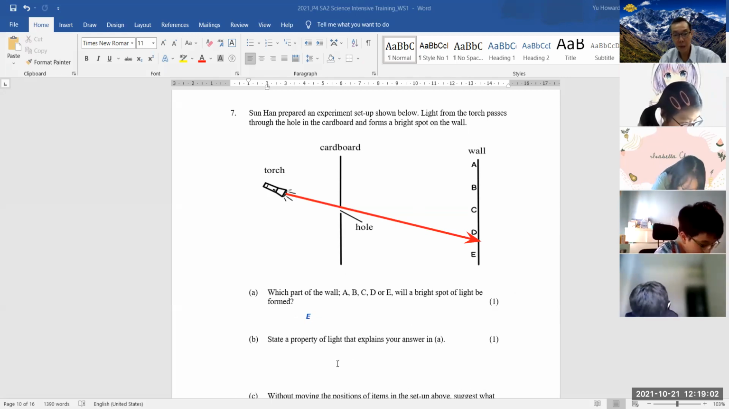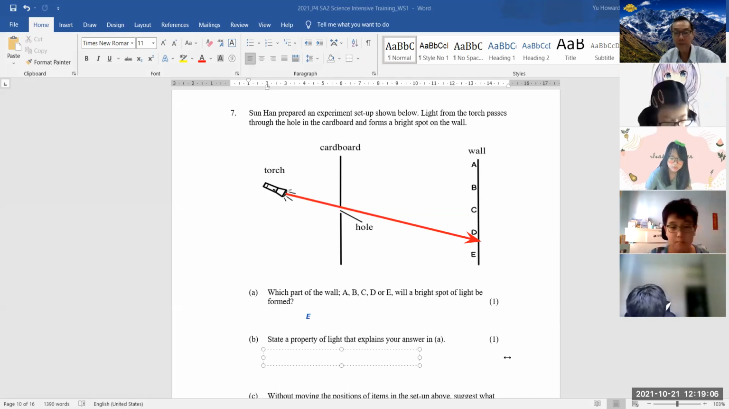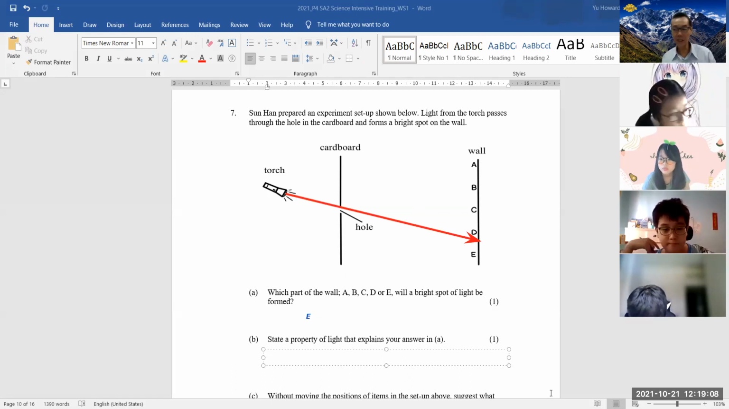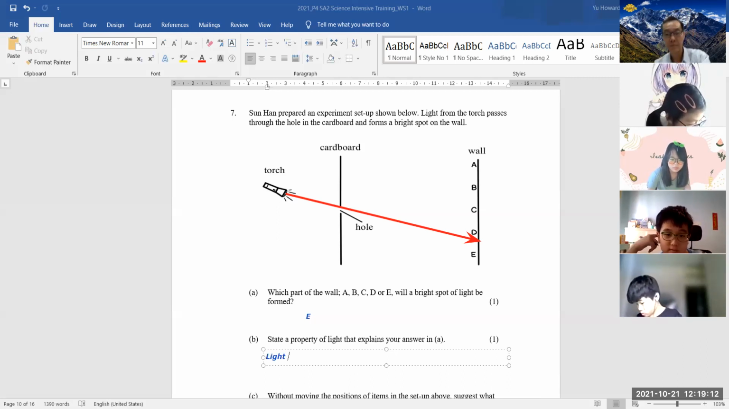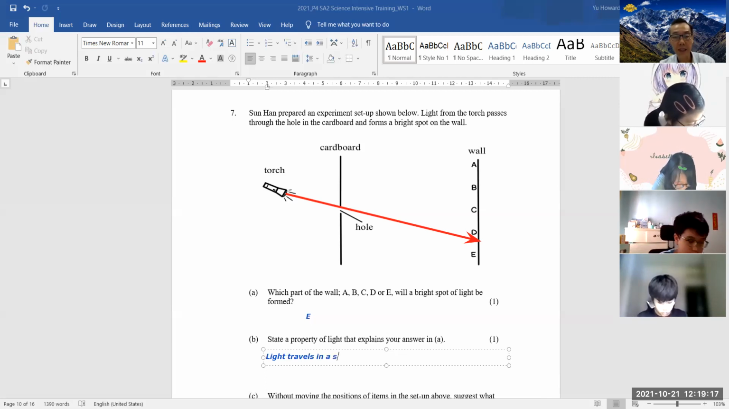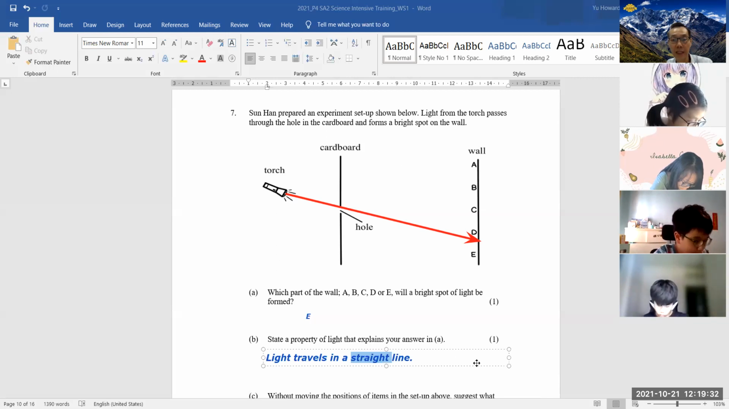Okay, then state a property of light. Sanhan, can you answer this question? What is this property? Light what? Light travels in a straight line. Correct. Be careful of the word straight, because some students spell it wrongly, then get marks taken off. Light travels in a straight line.